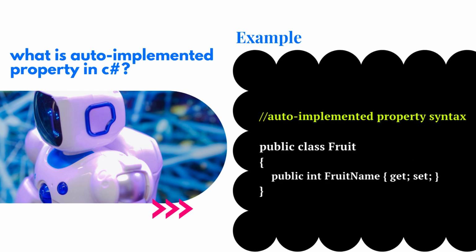What is an auto-implemented property in C#? C# also provides a shorter syntax for properties when no additional logic is needed in the getter and setter. These are called auto-implemented properties.